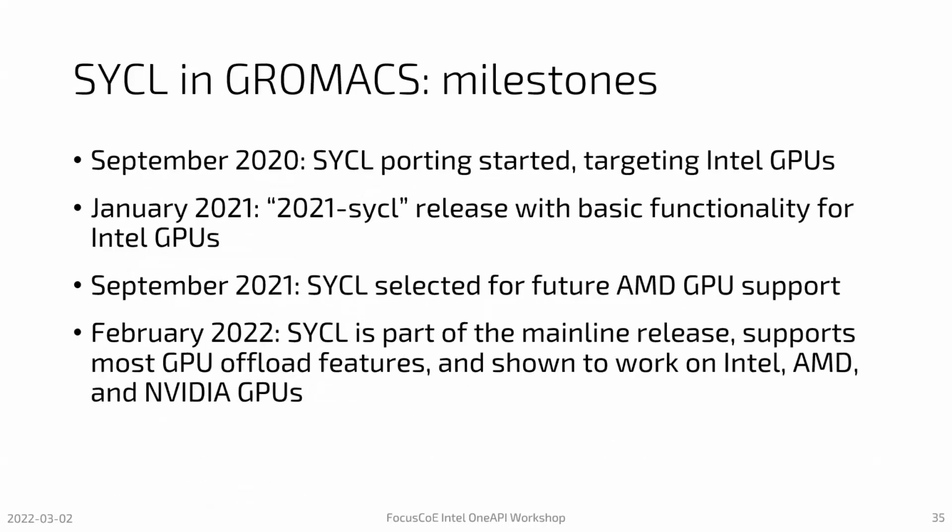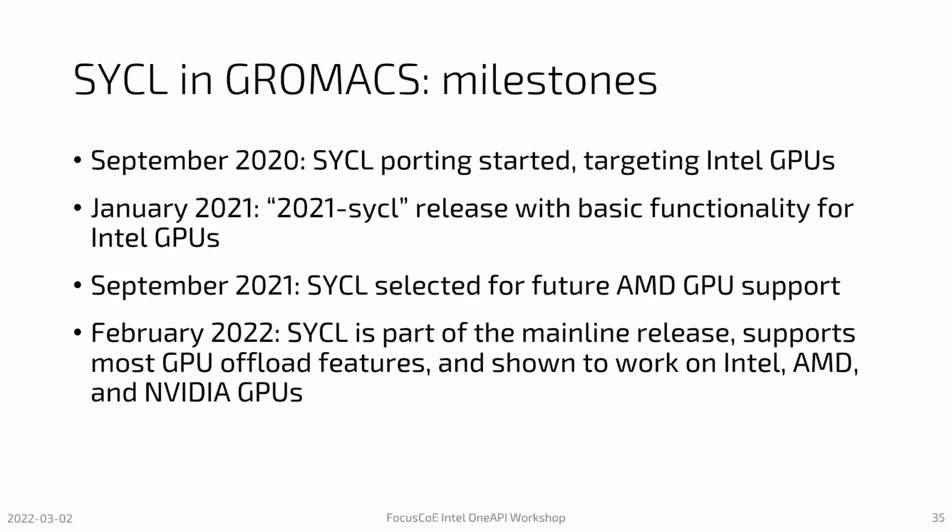And to have an overview of our porting effort, we started in September 2020 with me joining the team. And by January 2021, 4 months later, we did release a separate GROMACS version with basic offload support for Intel GPUs. 1 year later, in September 2021, we officially selected SYCL as a main way to support the future AMD GPUs, and specifically the Lumi machine. And in February 2022 now, SYCL is part of the main GROMACS release.